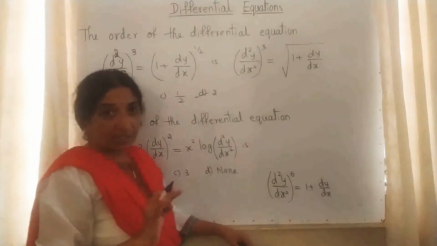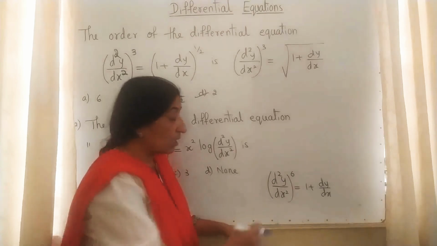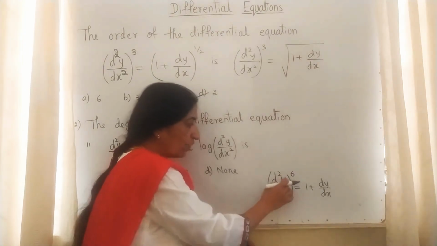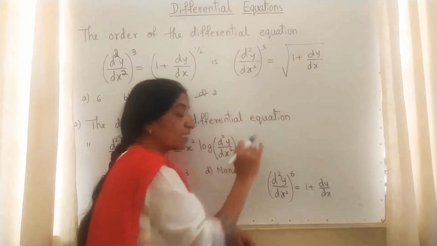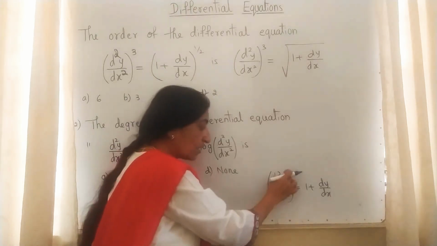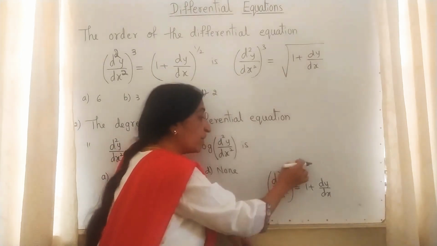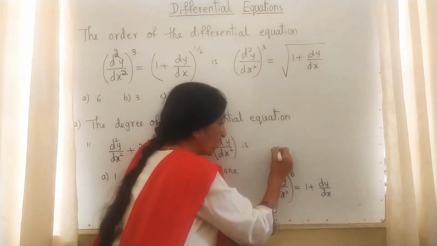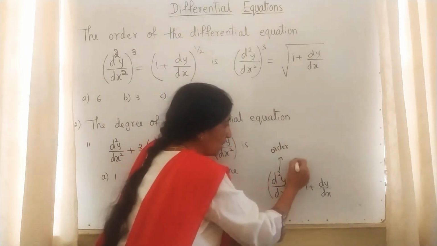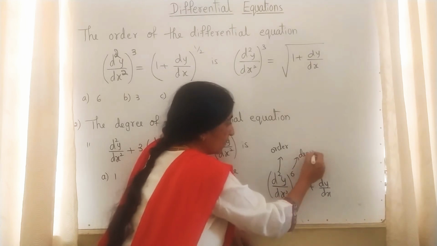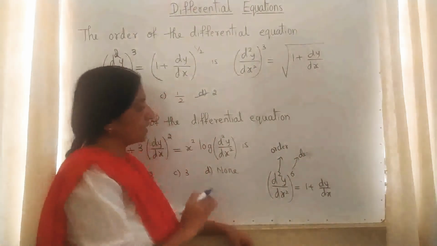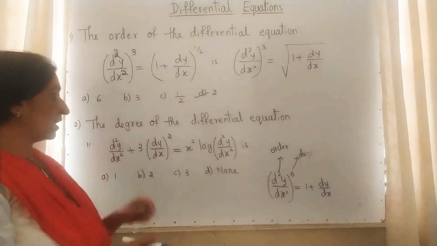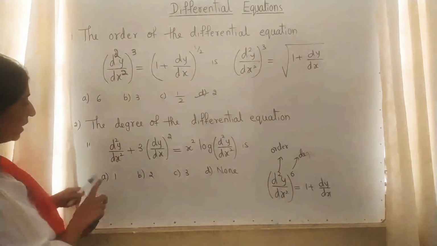That is one method. Degree means what? This is the highest derivative. Even though I am not asking, I will just explain. This is the highest derivative, and its power is 6. Here in this problem, this is the order and this is the degree. Even though I am not asking the degree, I just like to explain it to you. This is the degree. Now I am moving to the second question.